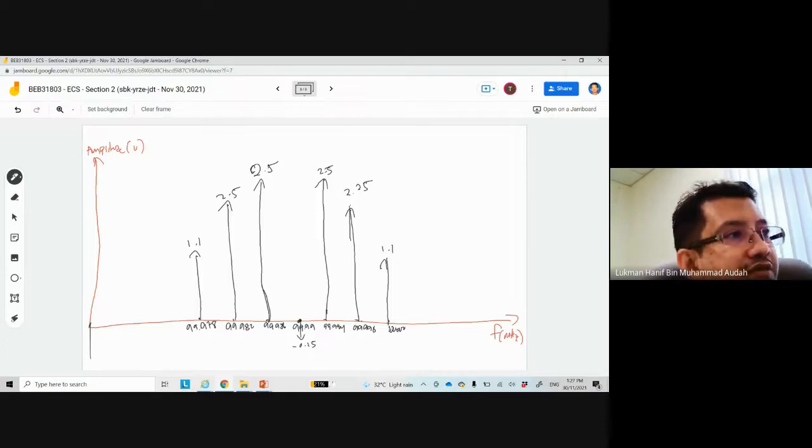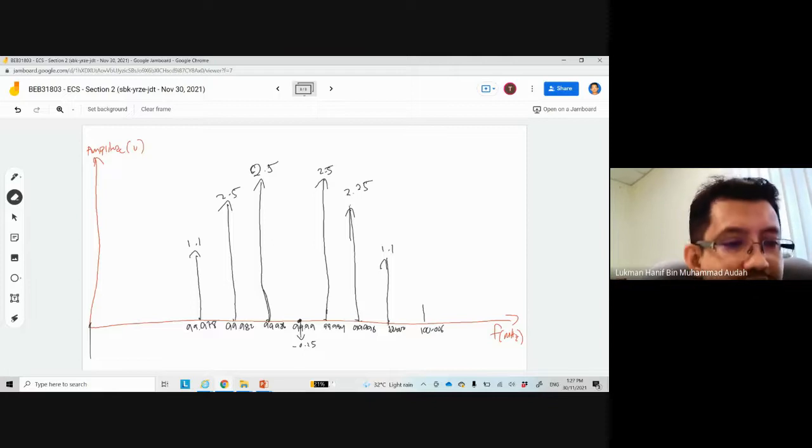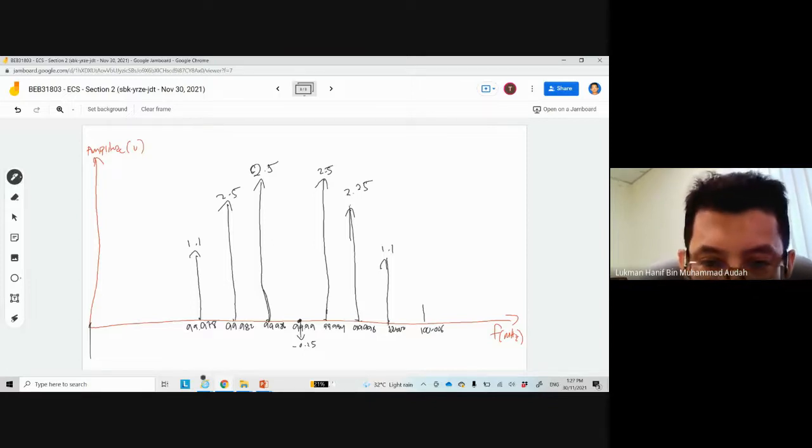And then the fourth sideband is located at 100.006, with the amplitude of 0.35. So dia kecil sikit lah. 0.35. So it is smaller, 0.35.